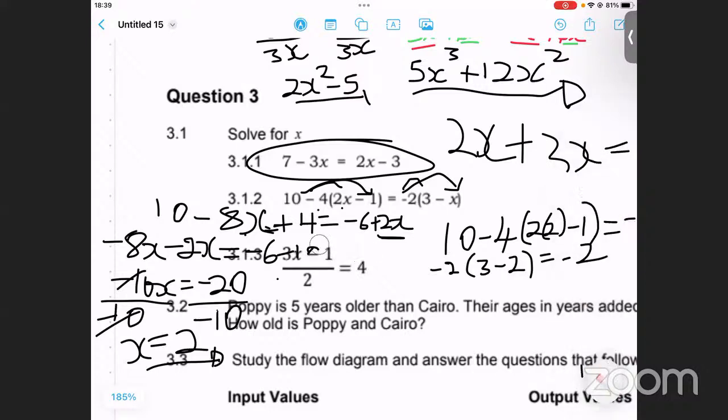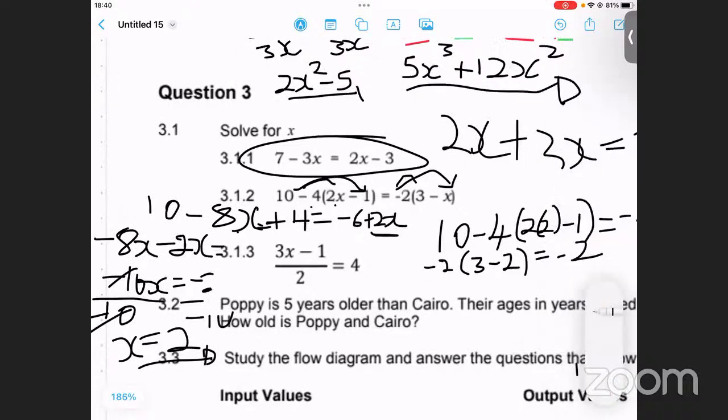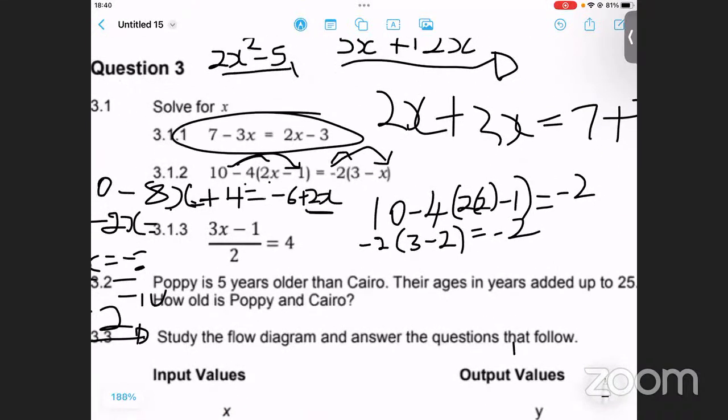So I'm just going to wipe this so that you guys can see this one. And we are having 3x minus 1 divided by 2 is equal to 4. How are we going to do that, Zira? Ma'am, what I did was I moved the 2 to the other side and it became times. So 4 times 2 equals 3x minus 1. That gave me 8 is equal to 3x minus 1.